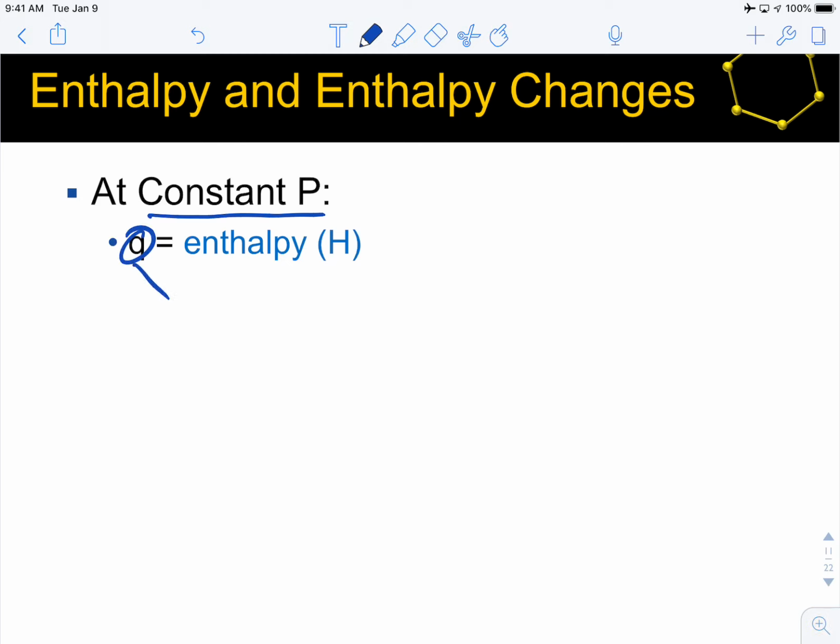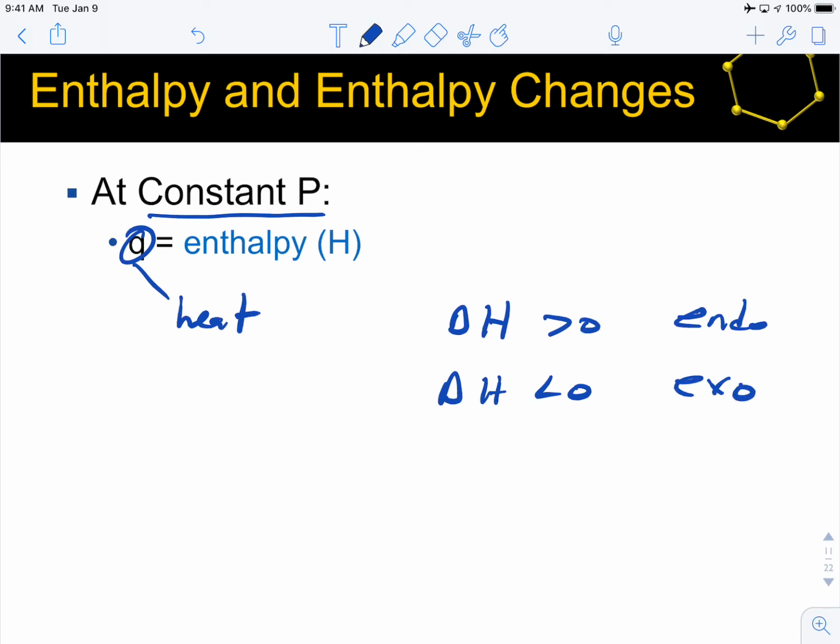And this is Q. This is what we use to designate heat. So it's just heat at constant pressure. So really we can now use enthalpy. The change in enthalpy is greater than 0, and this is going to be endothermic, and the change in enthalpy is less than 0, and this is going to be exothermic. So redefining those in terms of enthalpy.